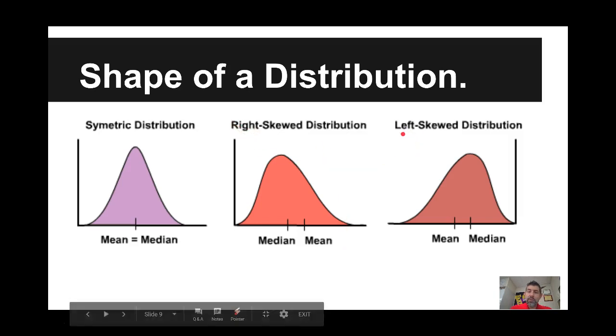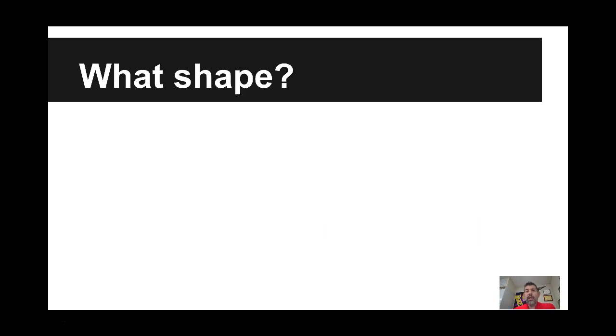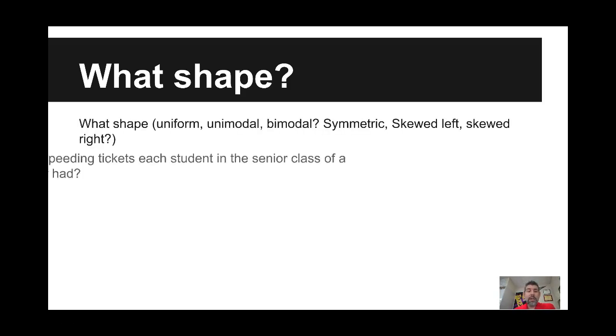Left skewed would be the tail on the left. So more of the data here are on the higher end, and a few of the data on the low end. So that would be a left skewed distribution. So let's take a look at some examples of where we'd have the modality in terms of unimodal, bimodal, or uniform, and then the symmetry. So let's take a look at a few examples.